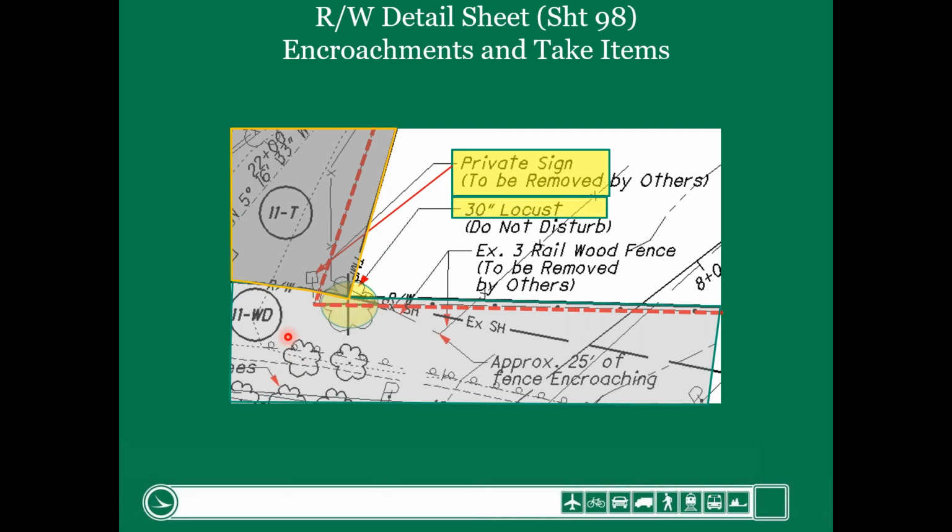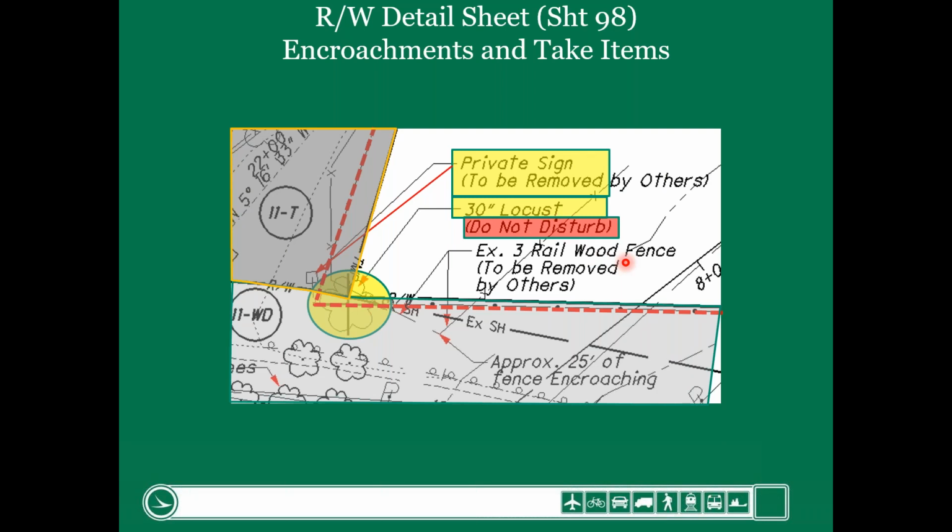You have a 30-inch locust tree. Here's the tree. This big X identifies that we're going to remove the tree, but here's a note that says do not remove the tree. So plan designers make mistakes, and these are things we have to verify. We have to get back with the real estate administrator.